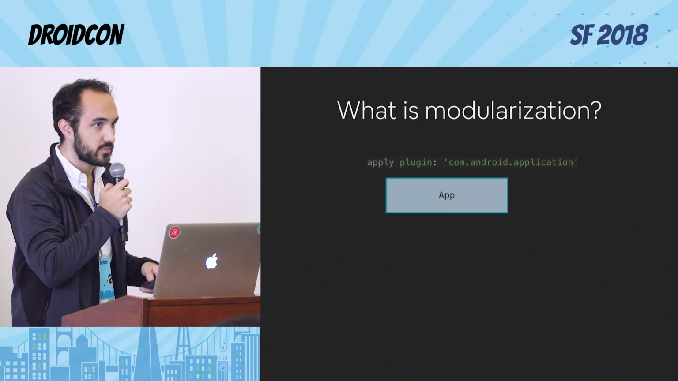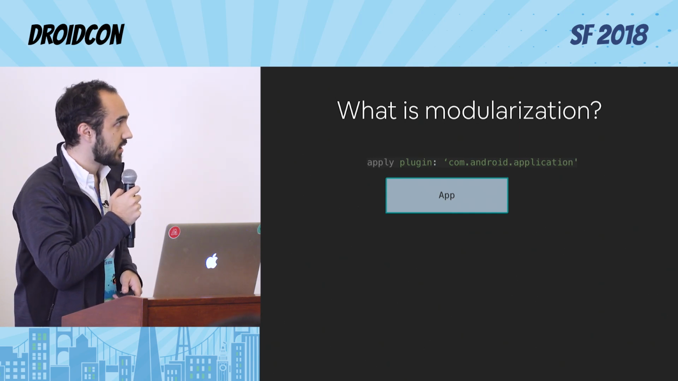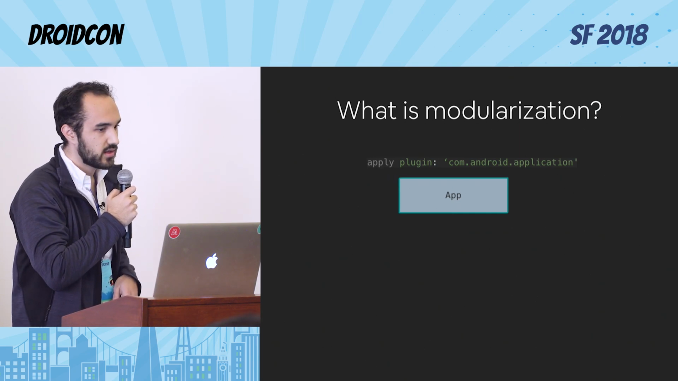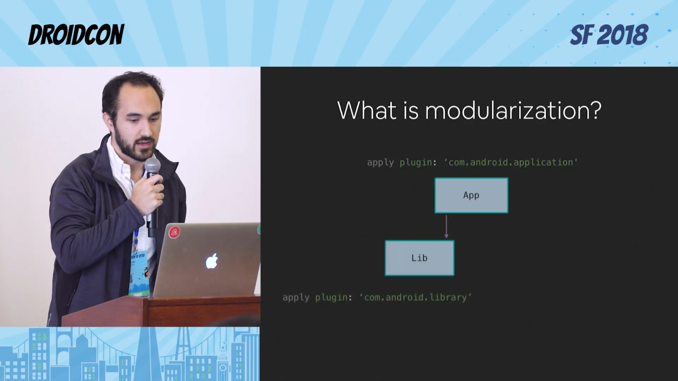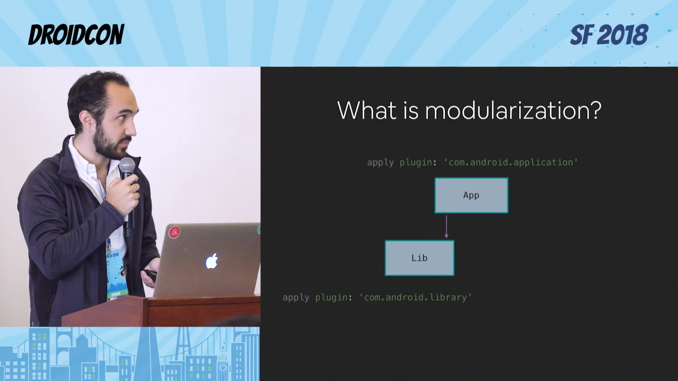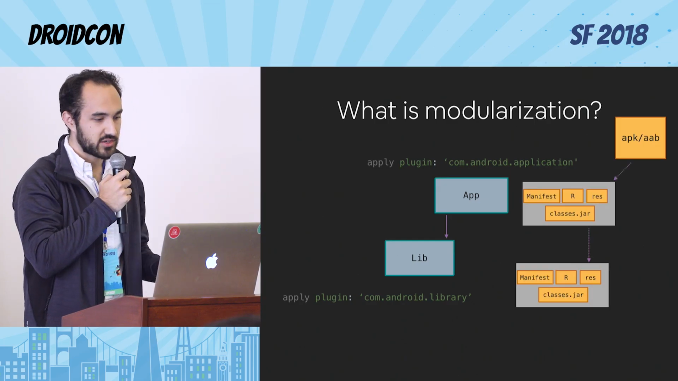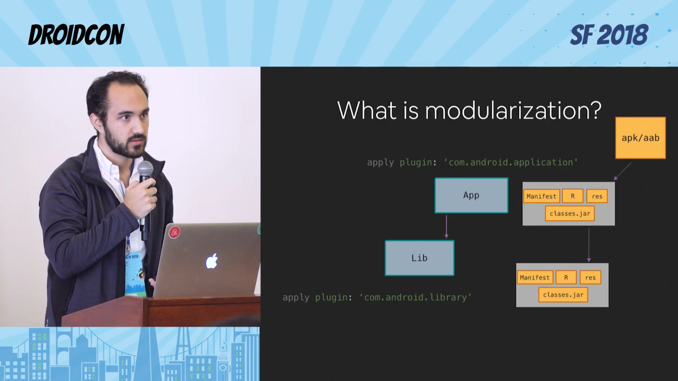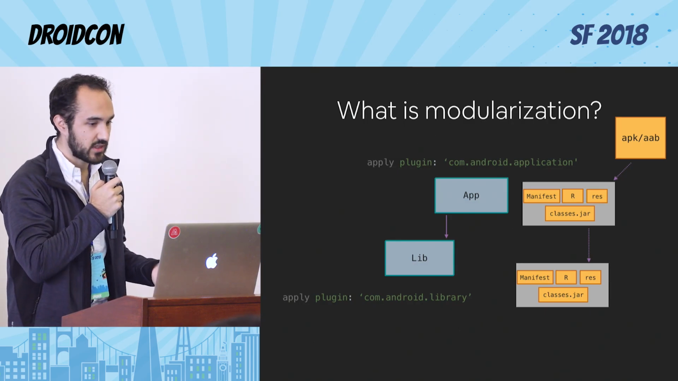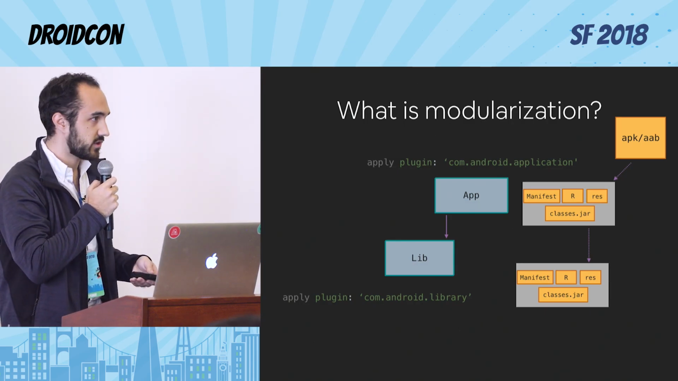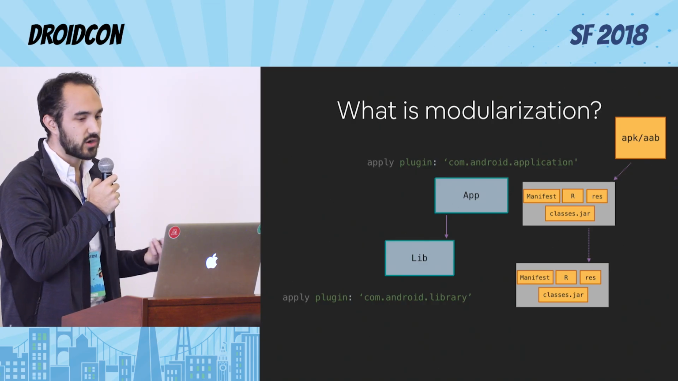So you can take code from your application module and modularize it by moving it into a library module. And under the hood, what's going to happen when you build your application is your library module is going to have its own manifest file, your own resources, your own classes. Your application module will still have all of those, but then the build tools are going to merge it into a single APK or Android bundle.